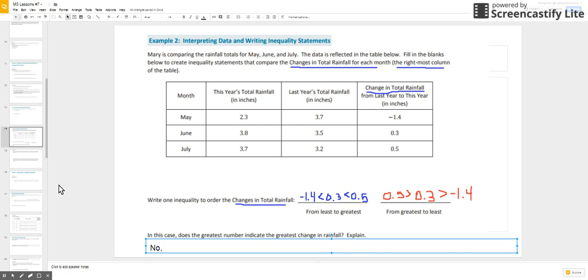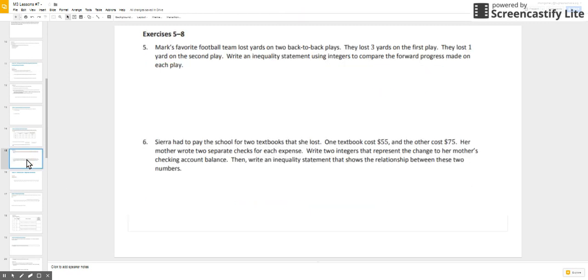All right, let's go ahead and go. Welcome back. Hopefully you have a nice statement down. We'll talk about that hopefully in class. But let's go ahead and move on with question 5.